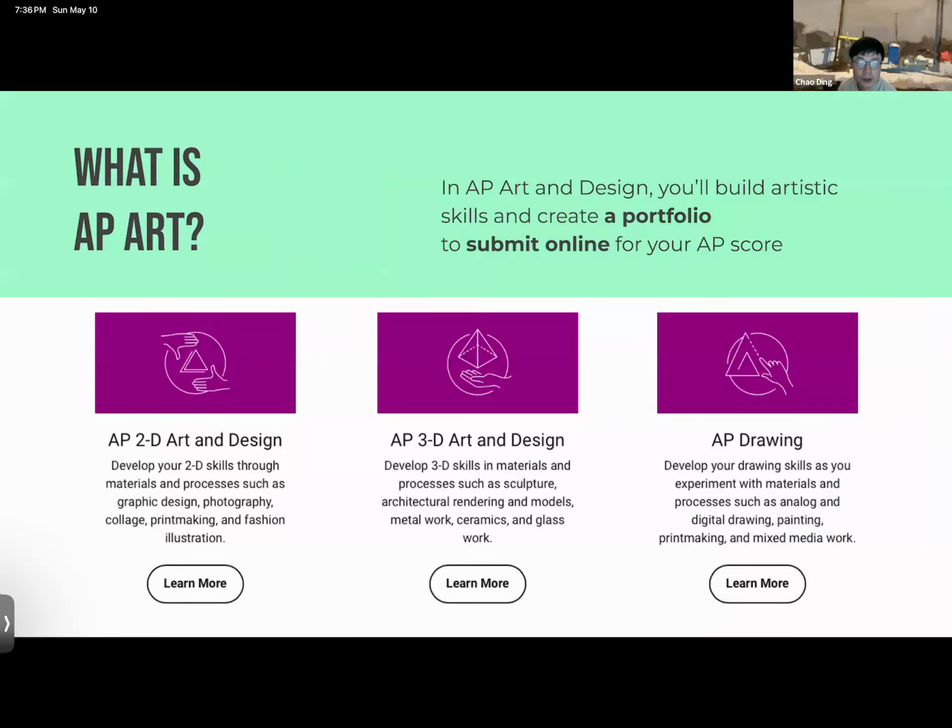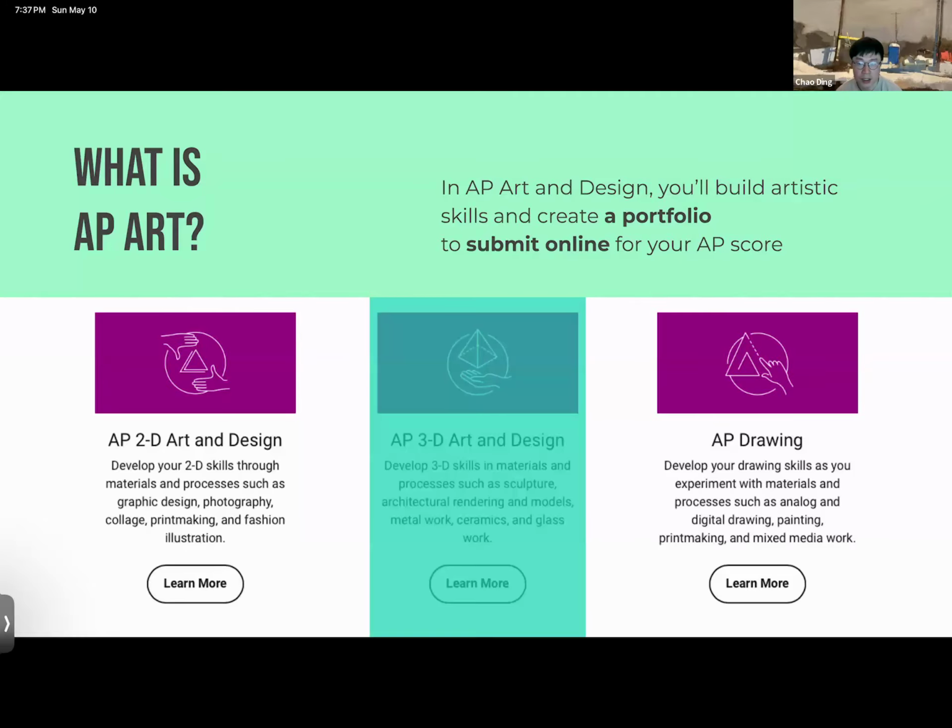So basically for the AP structure, the AP is a portfolio-based course where the student develops their artistic skills and submits a digital portfolio for college-level evaluation. You can take it like a pre-college art course. And there are three different pathways the student can choose from. The first one is AP 2D Art and Design, then AP 3D Art and Design, and the last one is AP Drawing.